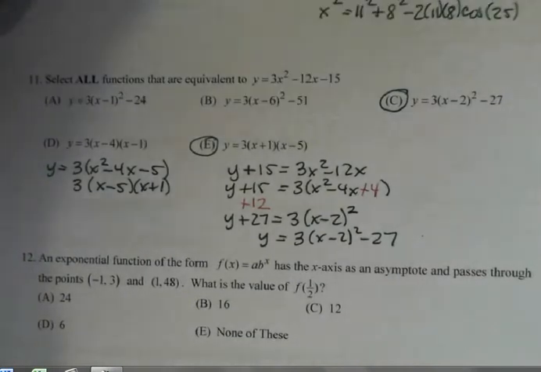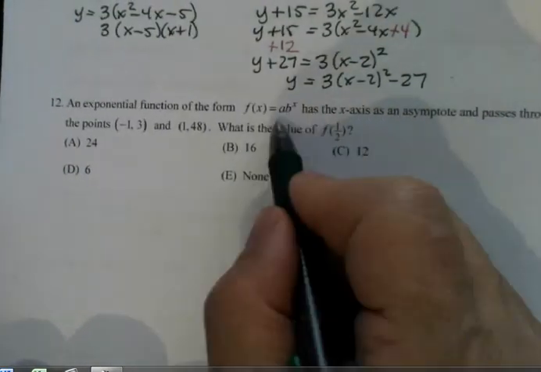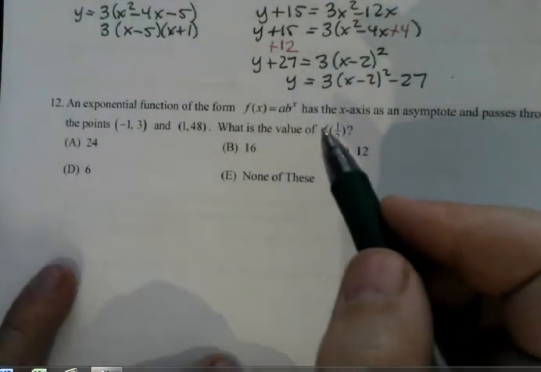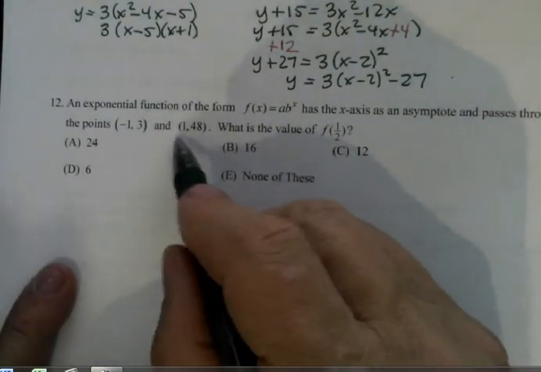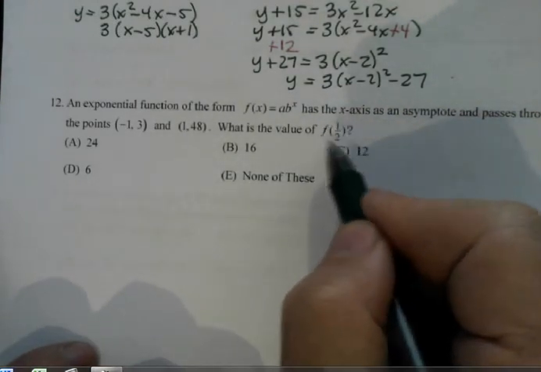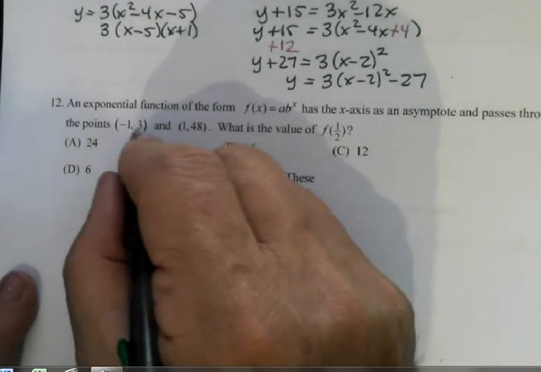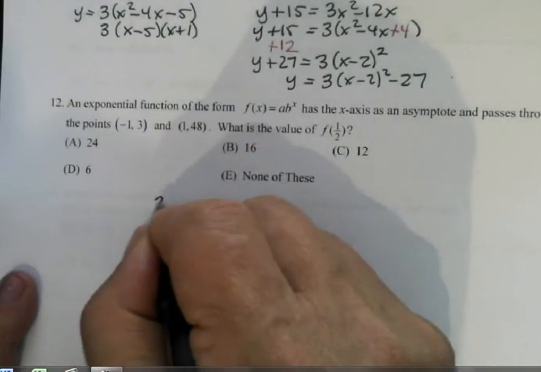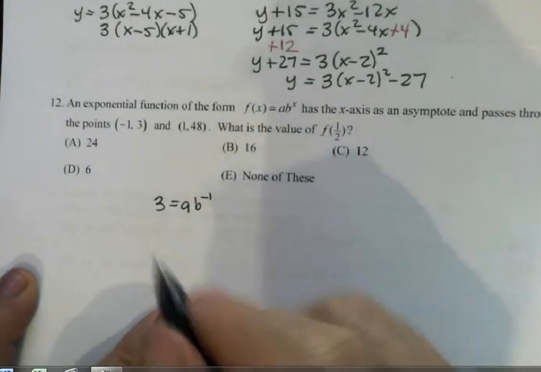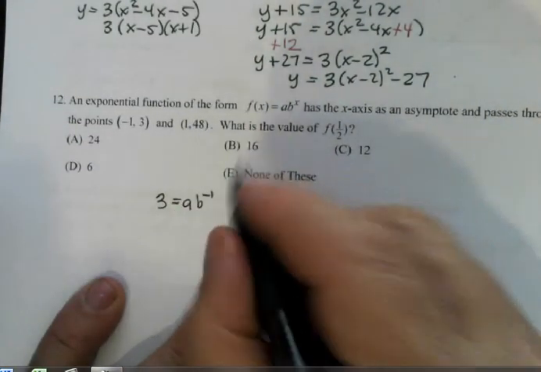Okay, for our exponential function, we have the x-axis as an asymptote. That's why it says y equals ab to the x. There's no plus k or anything else. So I'm going to plug in for x and y and use that to figure out what the equation is. And once I know what the equation is, I can plug in to figure out what my answer is. So x is negative 1, y is 3. So I got 3 equals ab to the negative 1. Then for the other equation, I have x is 1, y is 48.